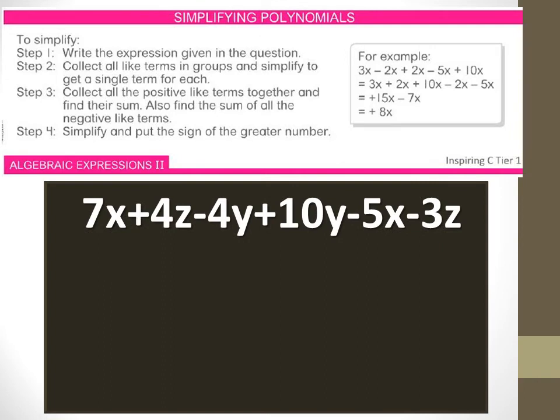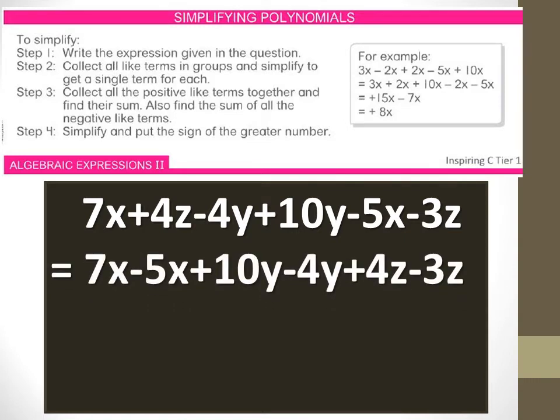The expression is 7x plus 4z minus 4y plus 10y minus 5x minus 3z. So here what we will do, first of all we will arrange all the like terms, that means the terms containing the same variables together. So we will arrange like this: 7x minus 5x both contain x, plus 10y minus 4y both contain y, plus 4z minus 3z, these last two terms contain z. So all the variables are separated and grouped together.